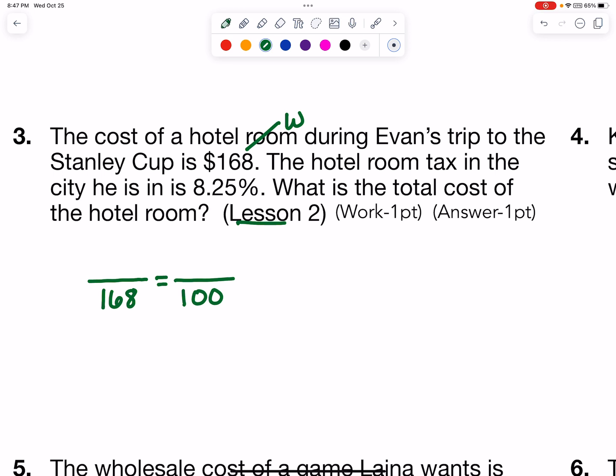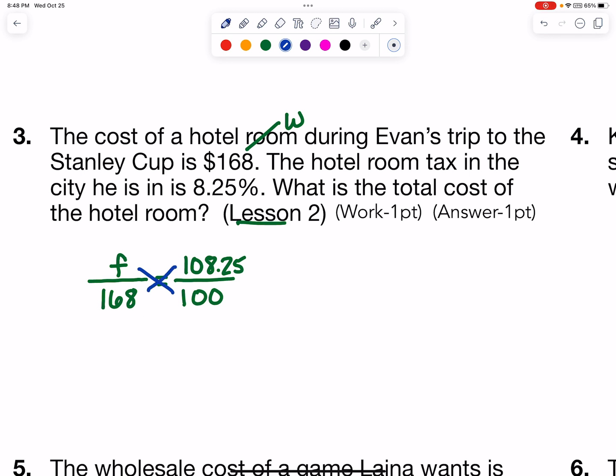You could solve that and add it on, but I'm going to use 108.25% instead, because 100% of 168 is 168. I want to know what is an extra 8.25% on top of that if I'm going to be adding the tax. That's why I'm using 108.25 instead, so I don't have to add it on at the end. Let's put my final price, or my total cost. I'm not going to use T because that's a bad variable to use.